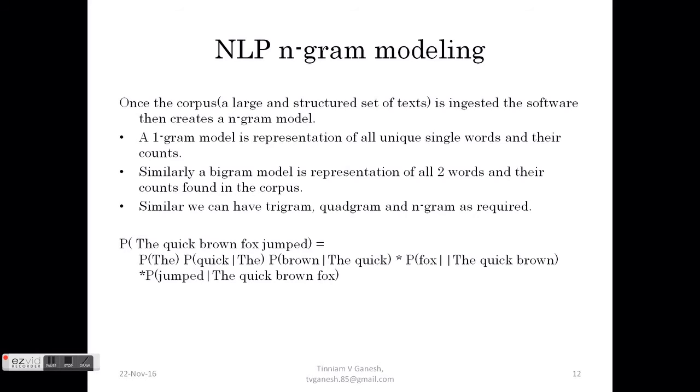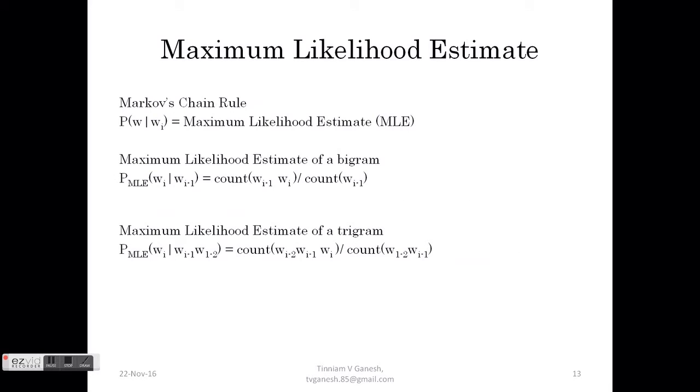For example, the probability of the sentence, or the phrase, "the quick brown fox jumped" is equal to the probability of the word "the," times the probability of the word "quick" following "the," times the probability of "brown" following "the quick," and so on. So that is how it is actually calculated.